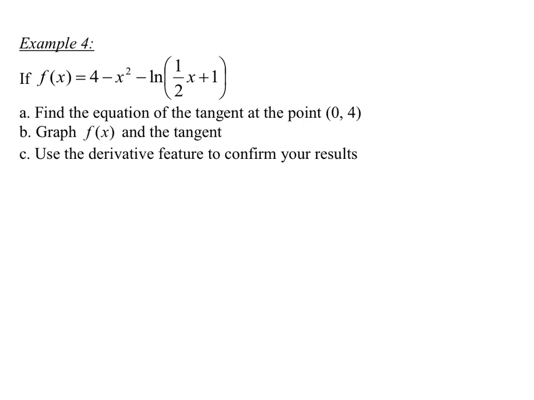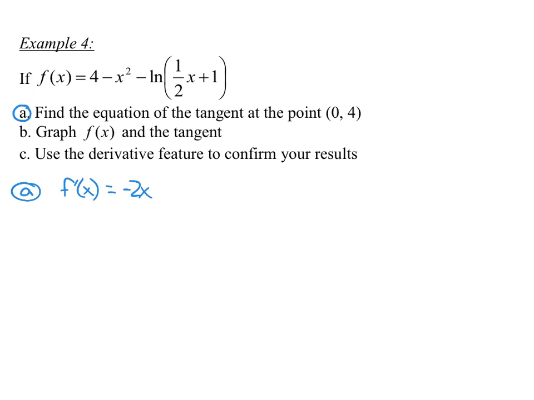And we have f of x is 4 minus x squared minus the ln of 1/2 x plus 1. Notice that ln, we can't simplify that logarithm at all. We're asked to find, though, the equation of the tangent at the point 0, 4. This is going way back to our classic application. What is the equation of the tangent line? So here for part A, we're going to find f prime of x first.